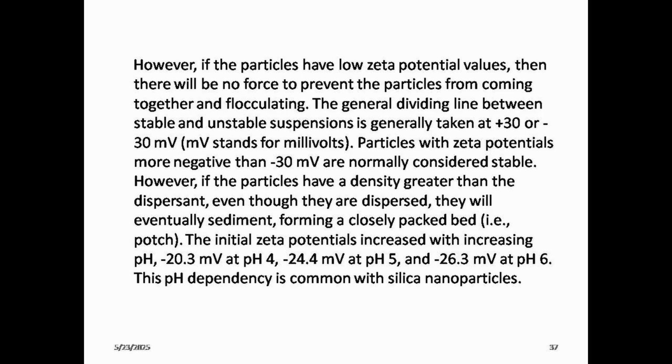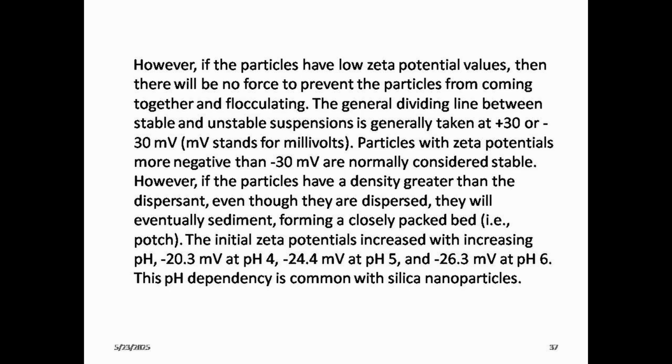However, if the particles have low zeta potential values, then there will be no force to prevent the particles from coming together and flocculating. The general dividing line between stable and unstable suspensions is generally taken at plus 30 or minus 30 millivolts. Particles with zeta potentials more negative than negative 30 millivolts are normally considered stable. However, if the particles have a density greater than the dispersant, even though they are dispersed, they will eventually sediment, forming a closely packed bed, i.e., potch.